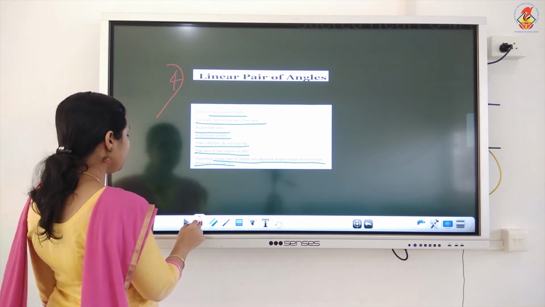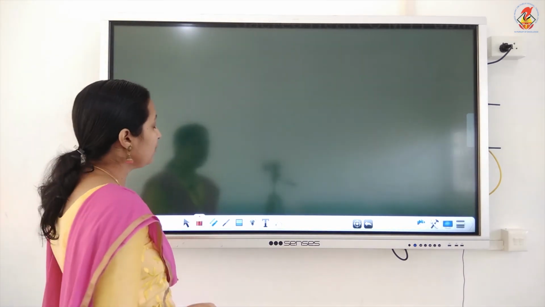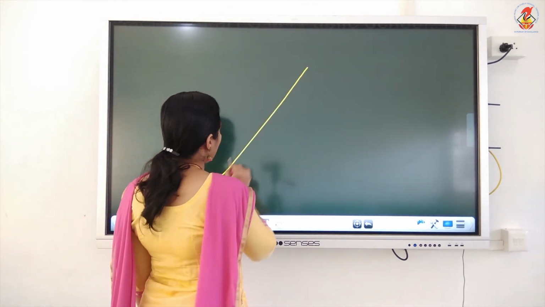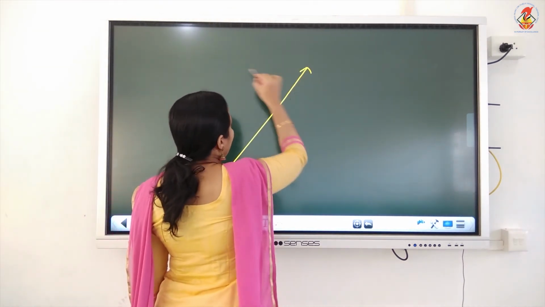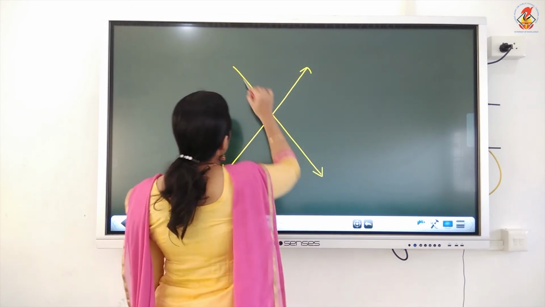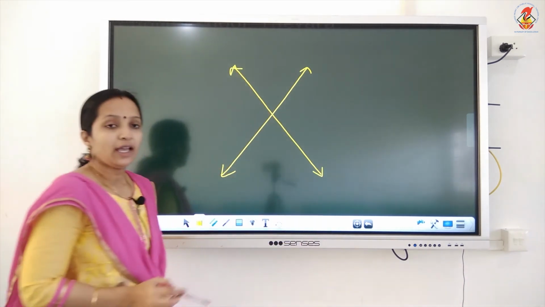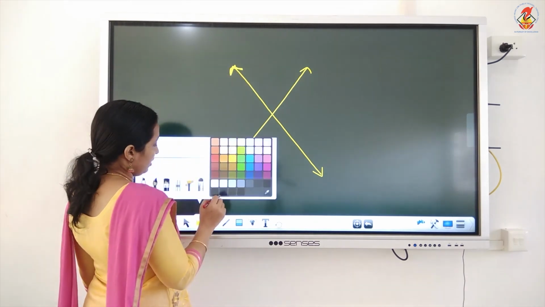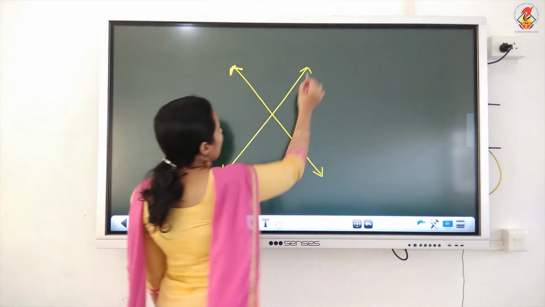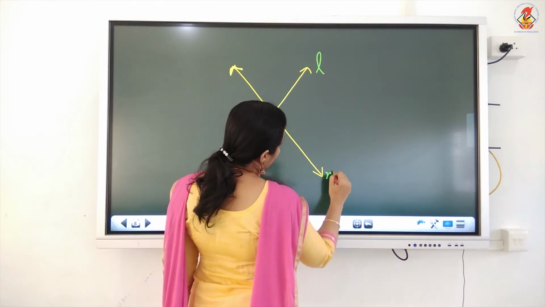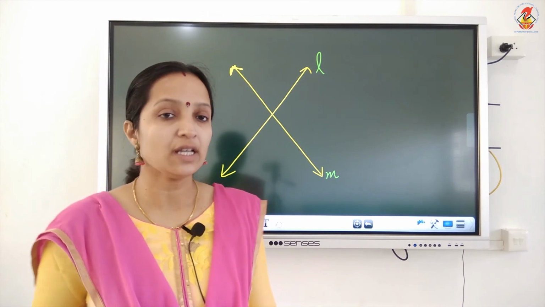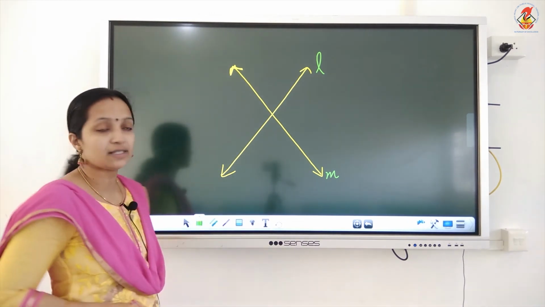Now the next one: suppose we are having two lines. One line is this and another line is this. I am naming them line L and line M. We already studied that we can name a complete line using a small letter.